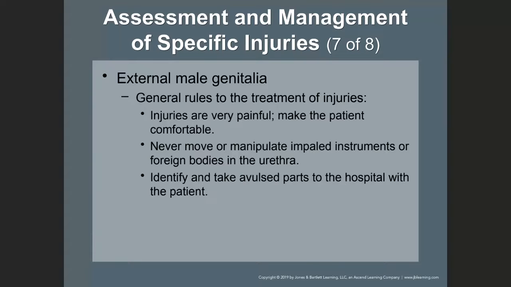For injuries to the external male genitalia, general rules for the treatment of injuries include: injuries are very painful, so make the patient as comfortable as possible. Never move or manipulate impaled objects or foreign bodies in the urethra. Identify and take avulsed parts to the hospital with the patient as needed.